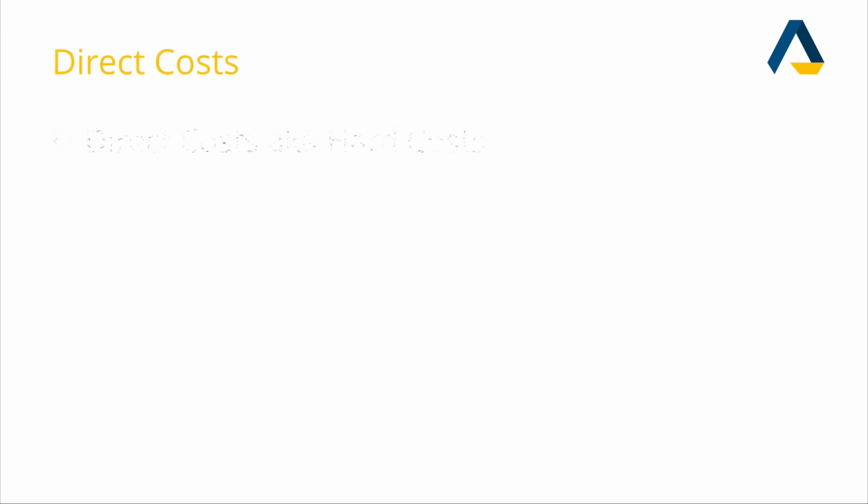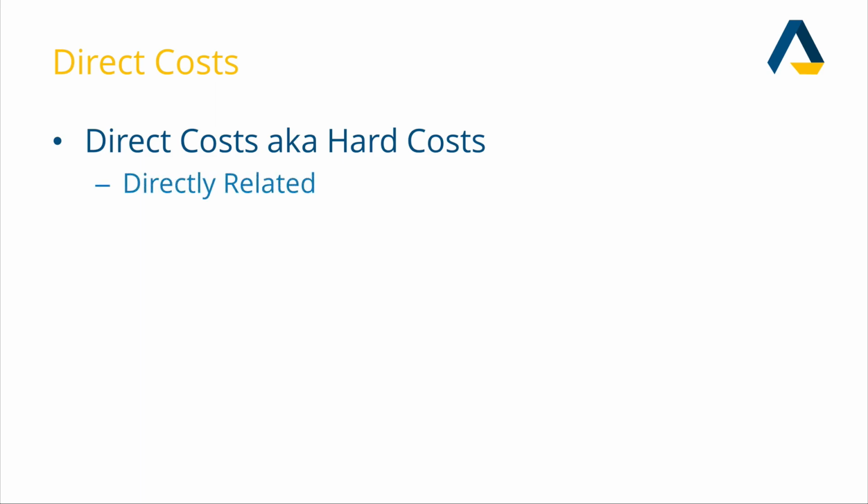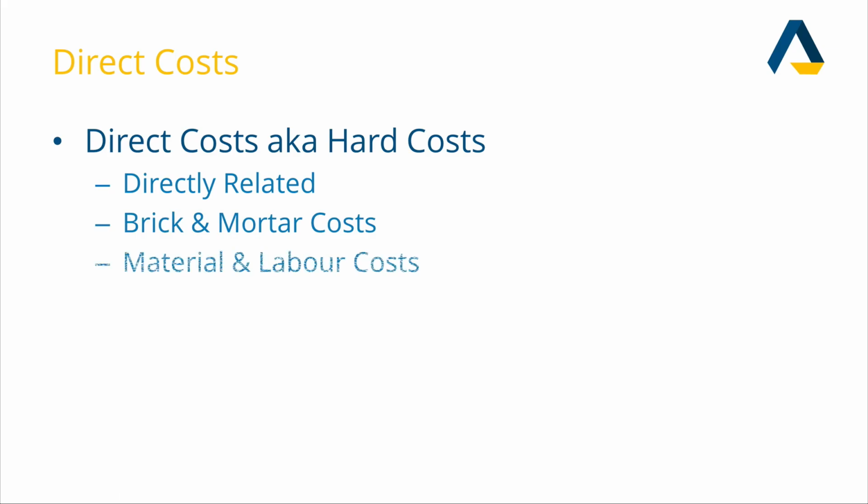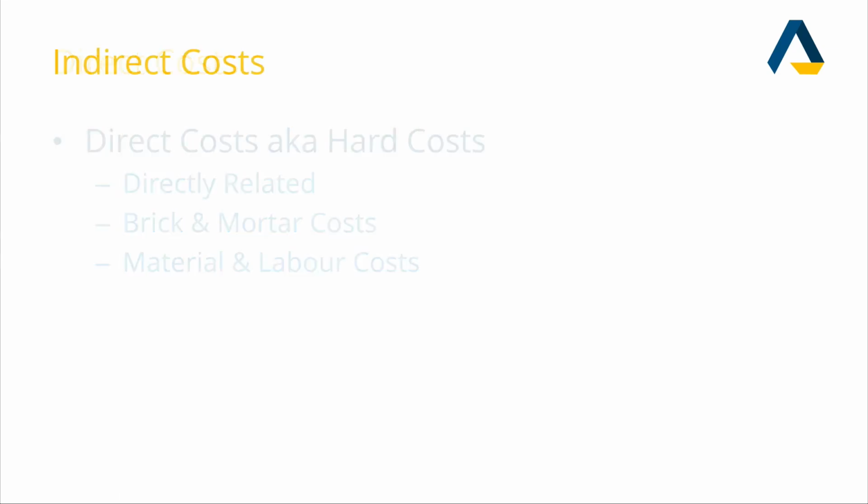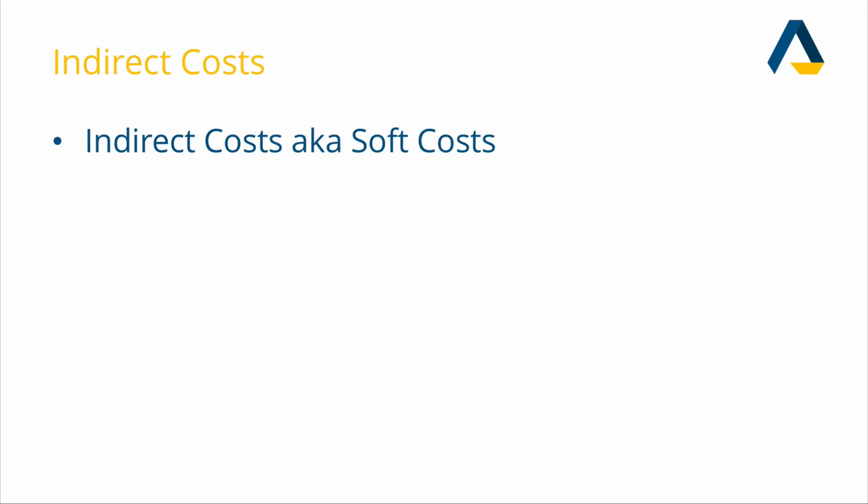For example, direct costs are also known as the hard costs. They're directly related, like brick and mortar costs or material and labor costs, for example. Indirect costs are also known as soft costs. For example, they are indirectly related. It's quite obvious. Invisible costs, but I'll get to that in a second, in the sense of why we are talking about all this obvious stuff. When we get to the financial feasibility, I'll show you why we're talking about all of this.